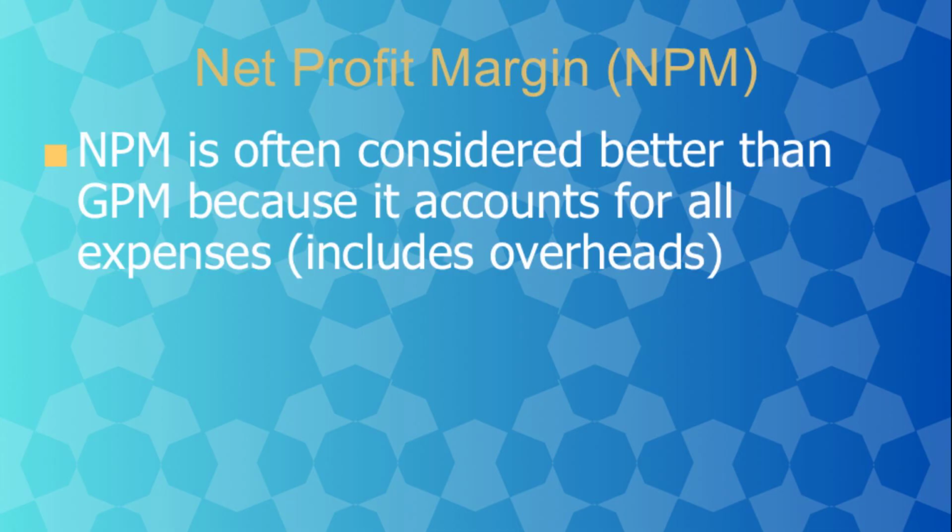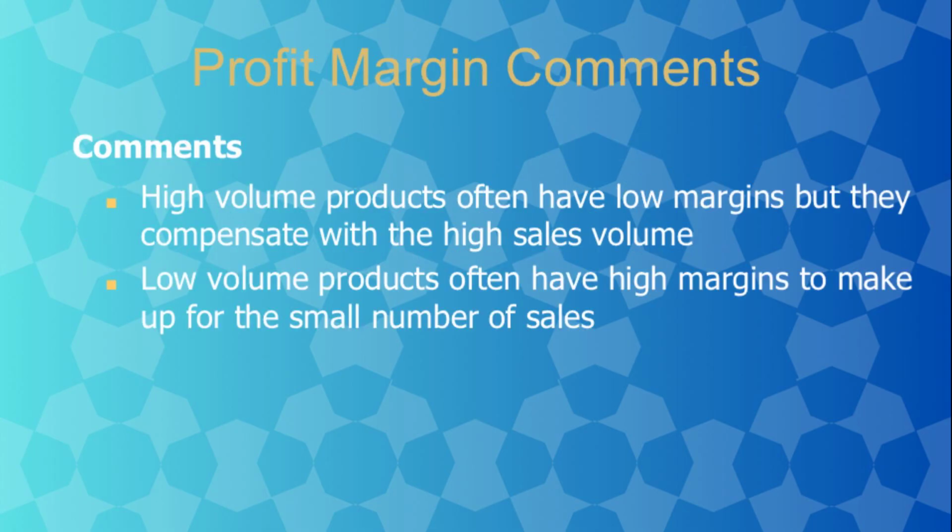Net profit margin is often considered better than gross profit margin because it accounts for all expenses, including overheads. This ratio provides a more comprehensive view of a company's profitability. High-volume products often have low margins but compensate with high sales volume. Conversely, low-volume products typically have high margins to make up for the smaller number of sales. Understanding these dynamics is crucial for strategic planning.